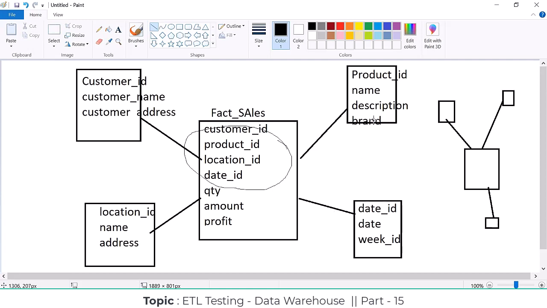For example, if you have 100 records and it takes 1 second to retrieve, then if you have 100 million records, how much time will it take to run the query? It will take a very long time. So that is the reason the query performance is going to decrease in the star schema due to the huge amount of data.